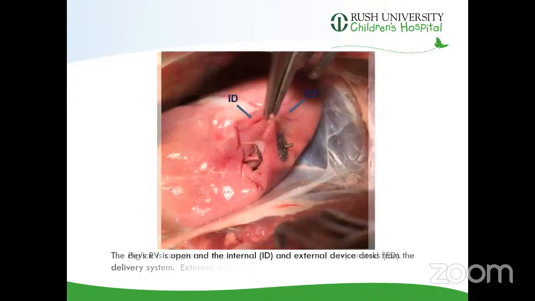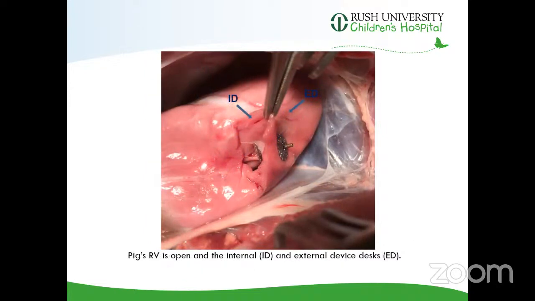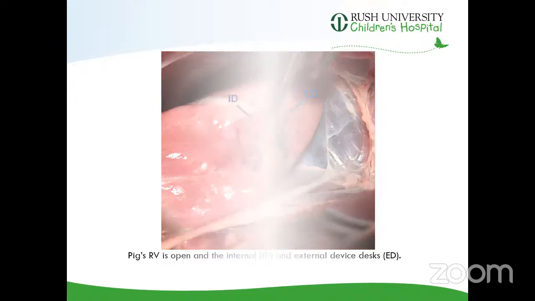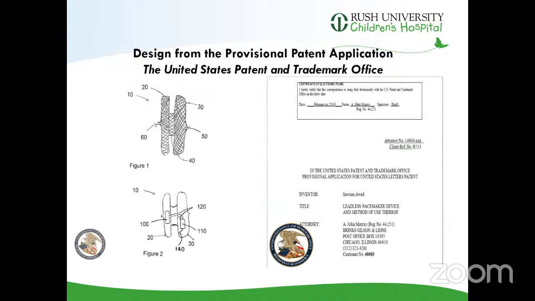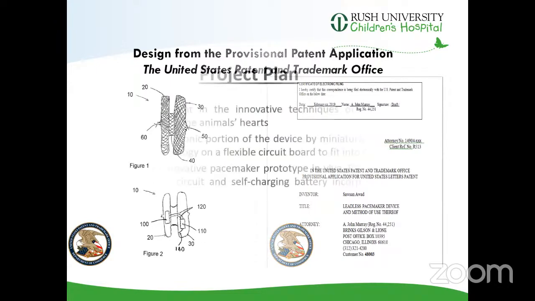Then this is the right ventricle of the pig opened to show the internal disc and the external disc at the same time. And that was done to prove the concept and try to get approval. So this device idea was patented by the United States Patent and Trademark Office.